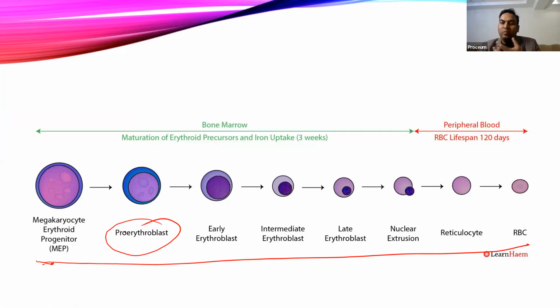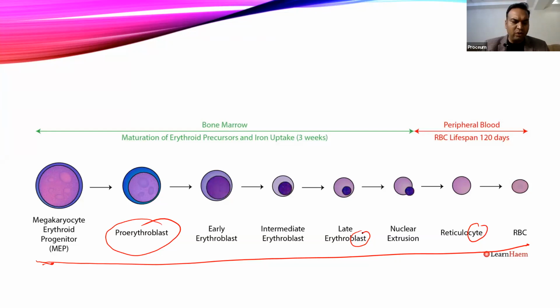A blast is called a precursor of the cell. Cyte means cell, so the precursor of a cyte is a blast, and the precursor of a blast is the pro-erythroblast. So from the progenitor cell, it will first become a precursor of the erythroblast, that is the pro-erythroblast, which is a very large cell containing basophilic cytoplasm, bluish in color, and a very large nucleus.